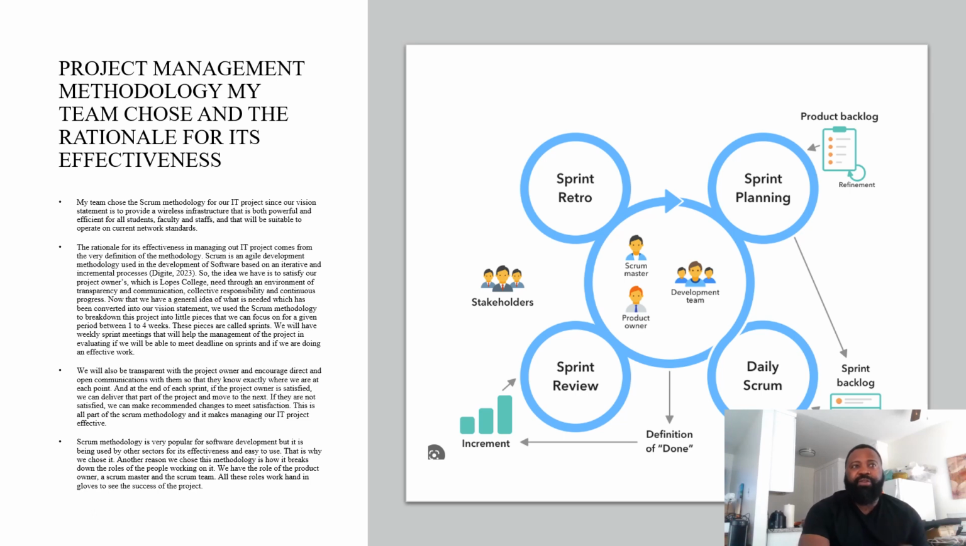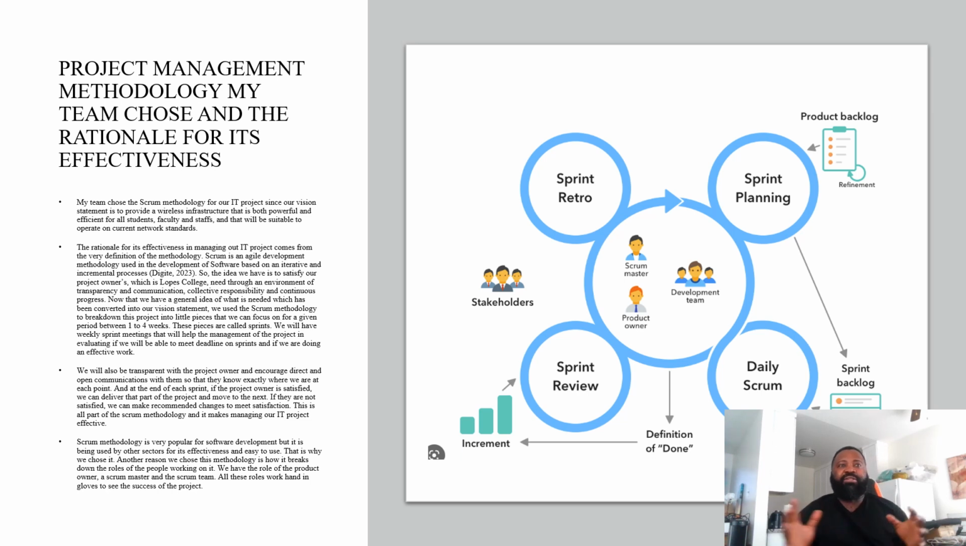So the rationale for its effectiveness in managing our IT project comes from the very definition of the Scrum methodology. Scrum is an agile development methodology used in the development of software based on an iterative and incremental process. That is from GDT in 2023. So the idea we have is to satisfy our project owner, which is of course Lopes College, through an environment of transparency and communication, collective responsibility, and continuous progress.